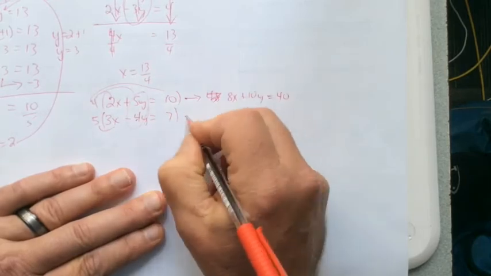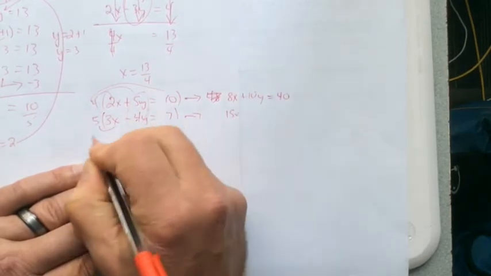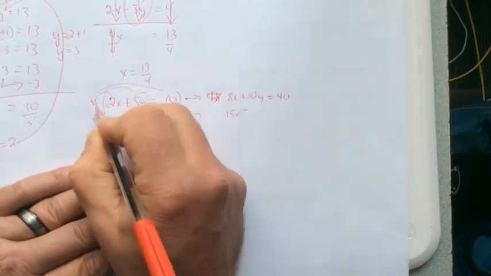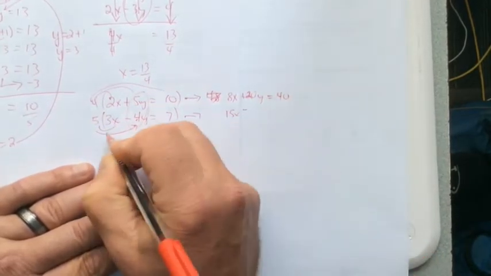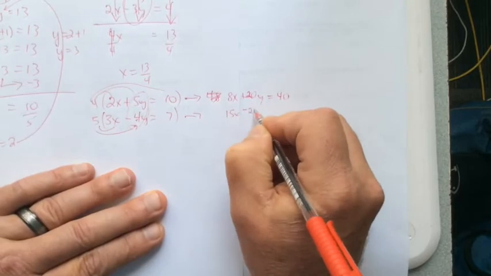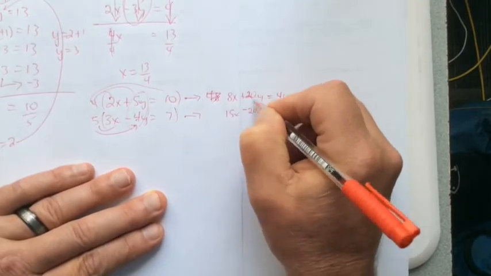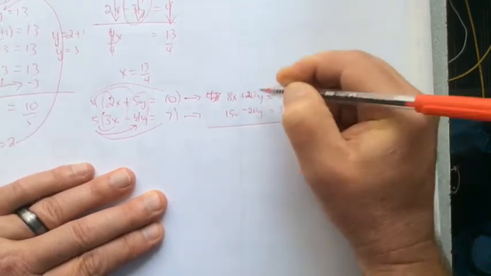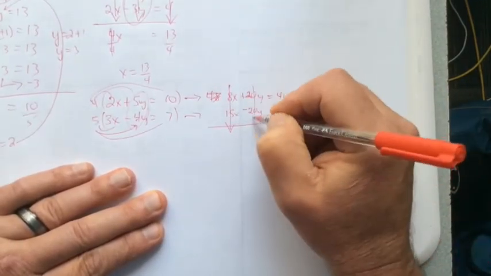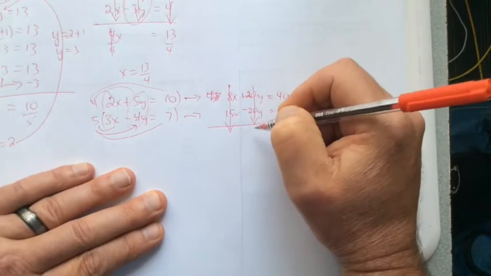So that's 15x. Oops. 4 times 5 right there should have been 20y. Sorry. And now 5 times 4 here is negative 20y. See, the goal was to get those 20s the same. And now 5 times 7 is 35. Now when we add them up, see, when I added up that 0, it was eliminated.